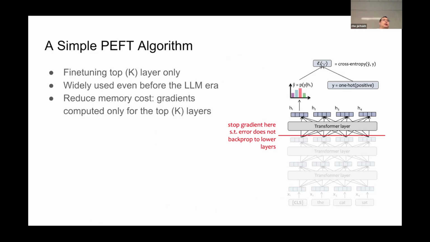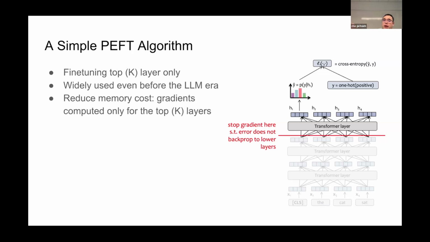And that's something people already used a long time ago. Earlier, for example, if you used BERT or an earlier language model like ELMo, you just fine-tuned the classification head when you used it for some classification task. So that's the top layer. And in general, you can fine-tune the top K layers of your neural network. The benefit is your gradient only needs to be computed on the top K layers.